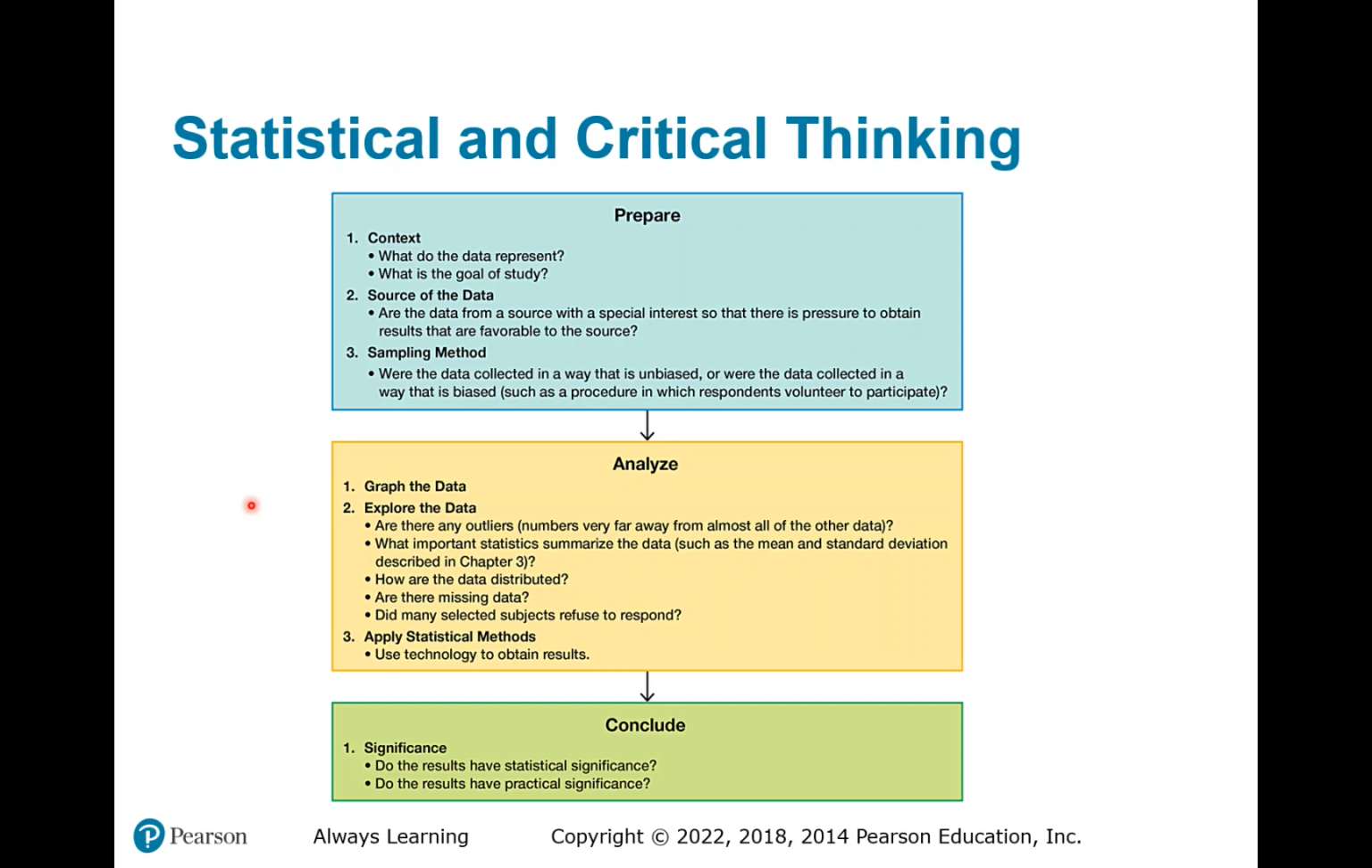Finally, when we conclude, we look at significance. Do the results have statistical significance? And do the results have practical significance? Next, we're going to look at a data set, and we're going to use some critical thinking to examine the context, the source, and the sampling method.